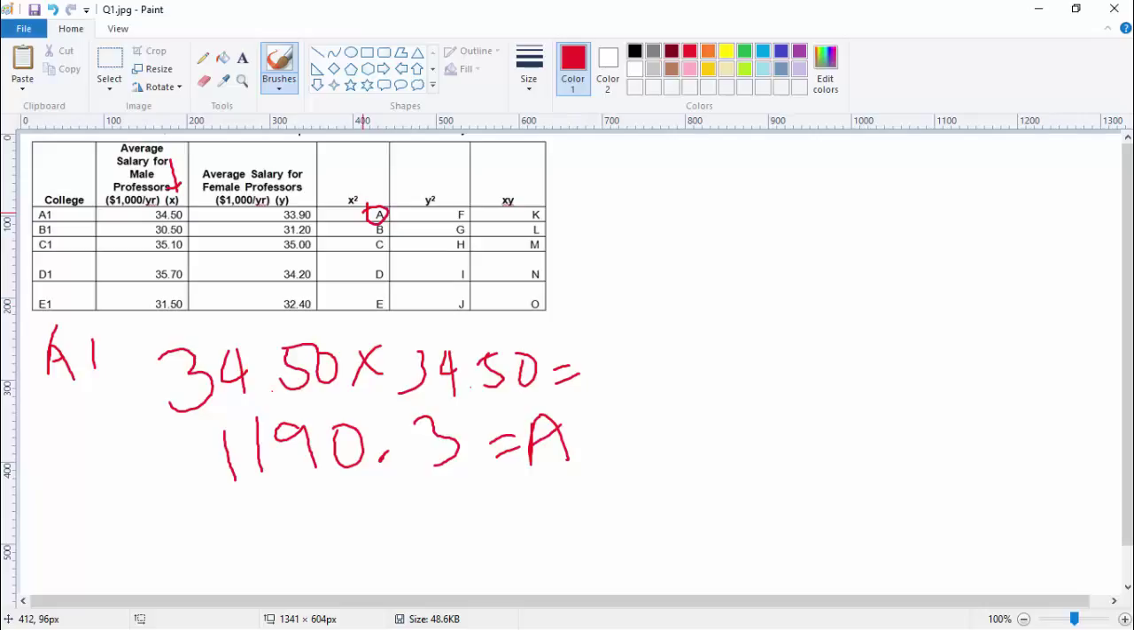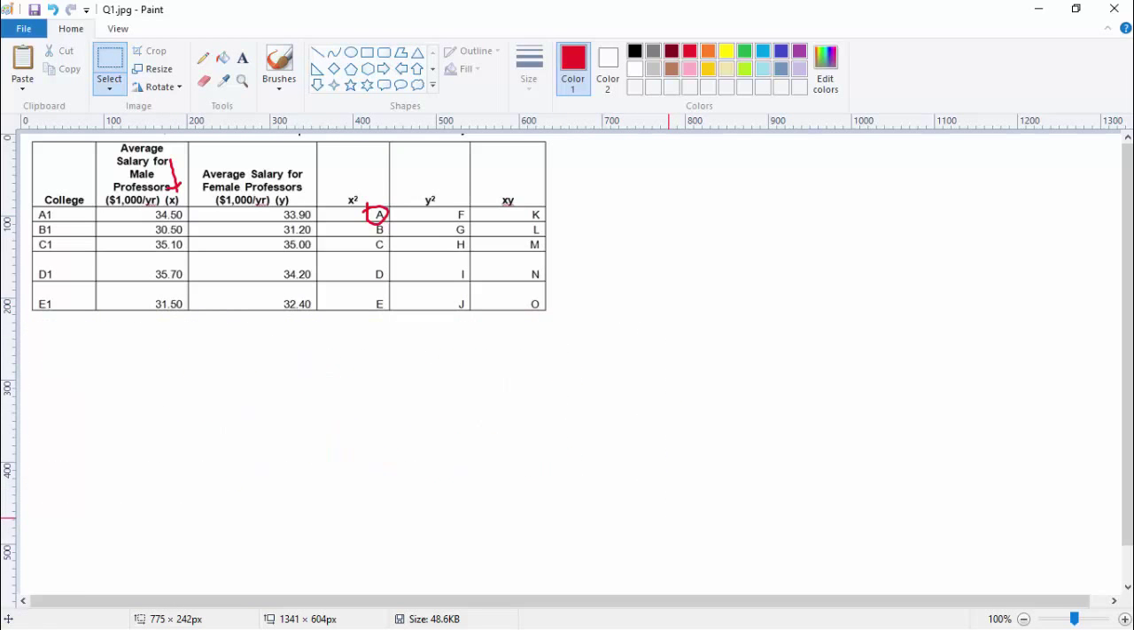You see how easy that was? We just took 34.50 times itself.